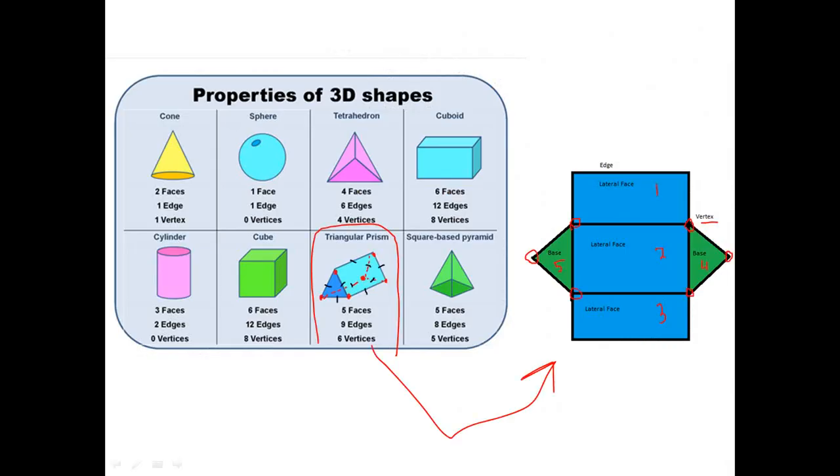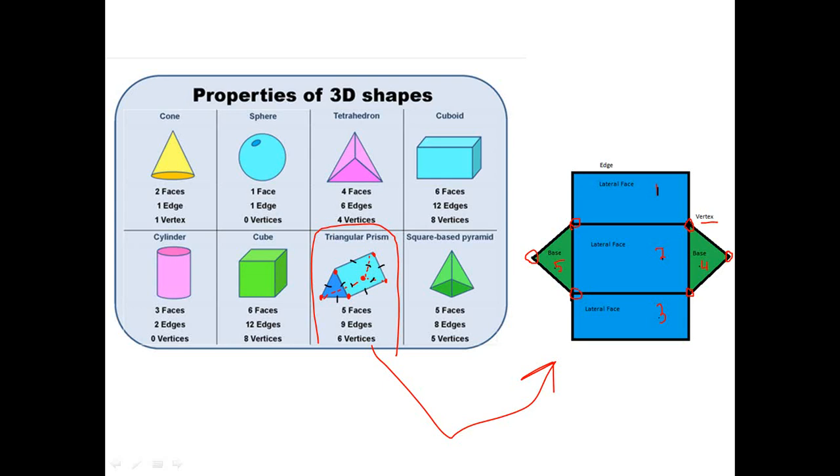Now we said that they have 5 faces, right? 1, 2, 3, 4 and 5 faces. Are all faces the same? Like here in the cuboid, they were all square, all the same, right? But here in the triangular prism, are they all the same? No, they are not all the same.